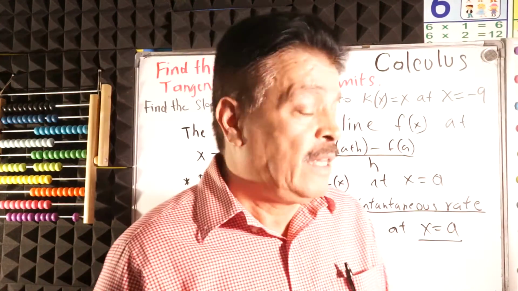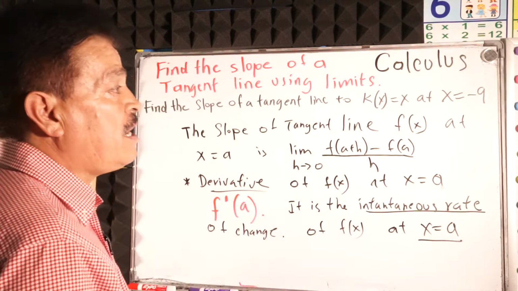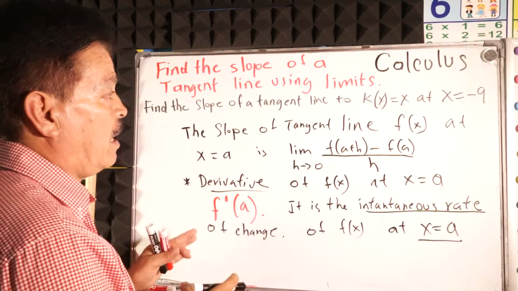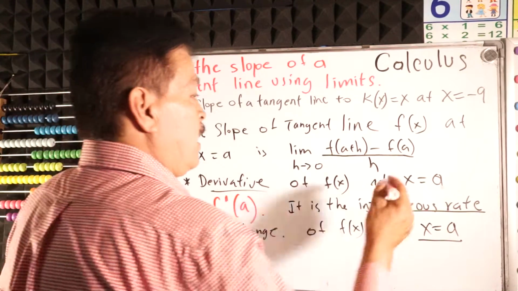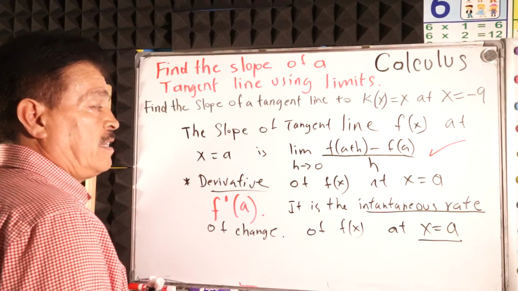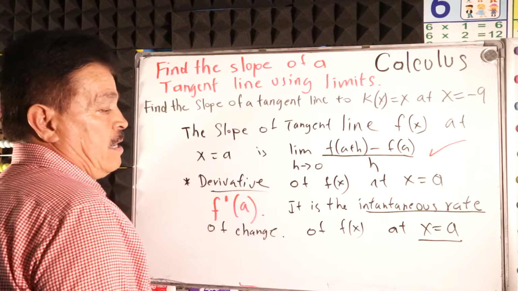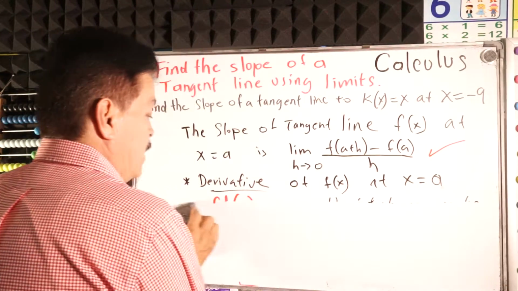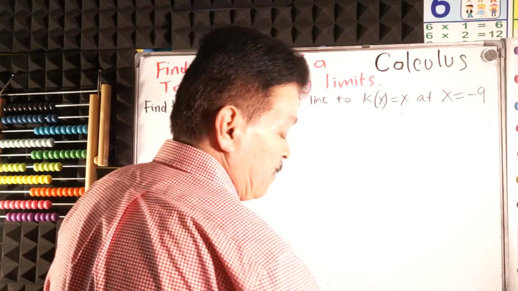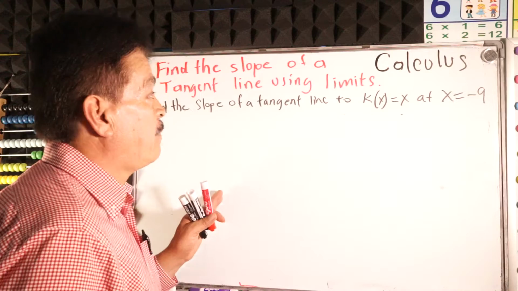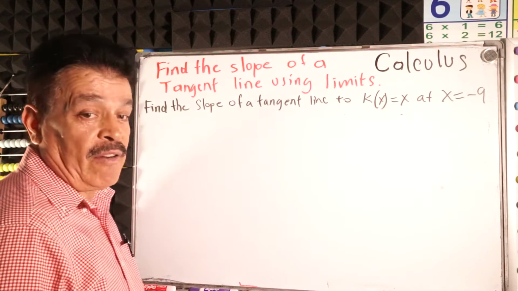Now let's try to solve our problem. This is the general idea of our class for today. One key is this definition, the formula. Let's go solve our first problem. I will solve a couple of problems to show what I mean by the slope of a tangent line using limits.